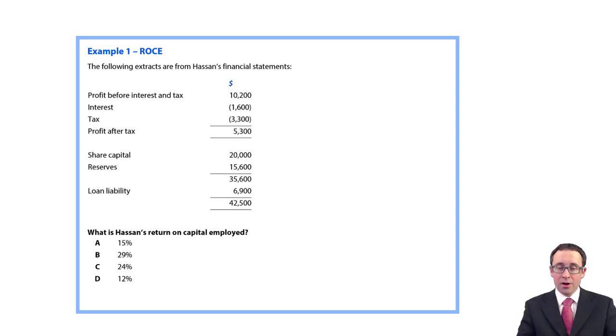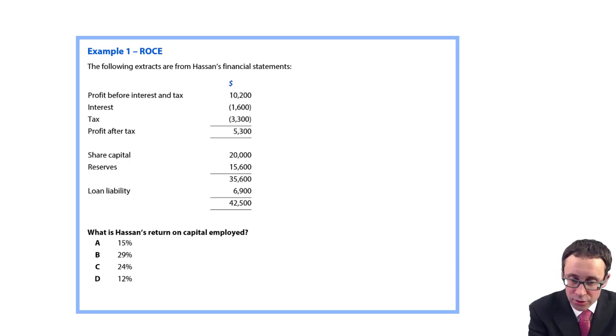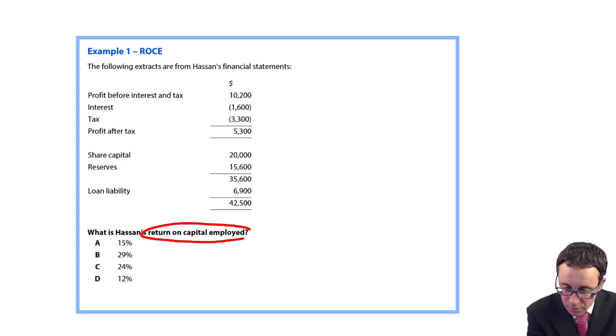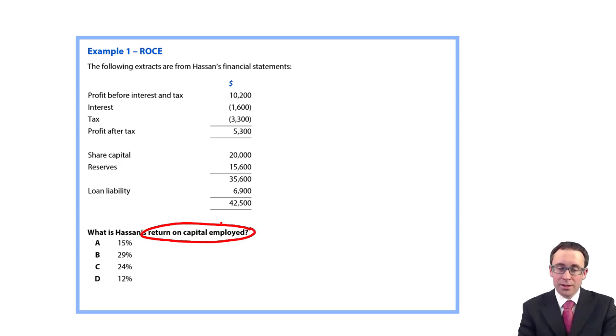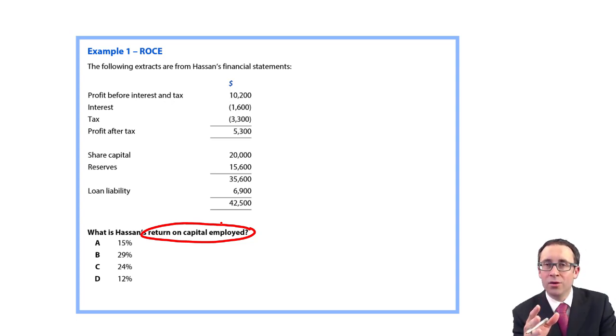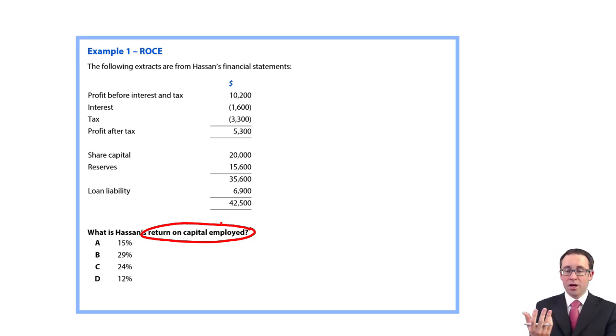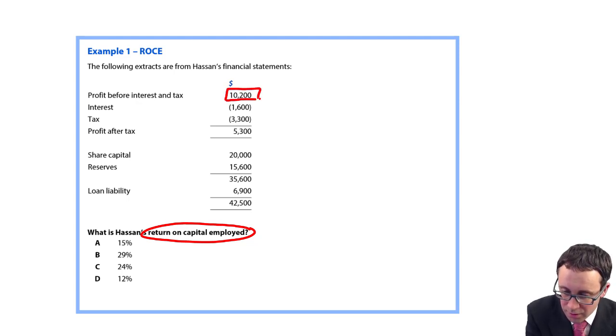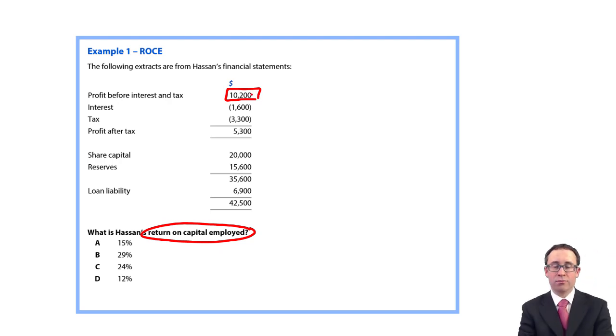So here, what you've got is a question that goes through and asks you to work out this company's return on capital employed. So remember, your return on capital employed takes your profit before interest and tax and divides it by your capital employed, your equity plus your debt. So do just be careful here, because we need to take the correct profit figure, which is the 10,200. Okay, profit before interest and tax, your operating profit.